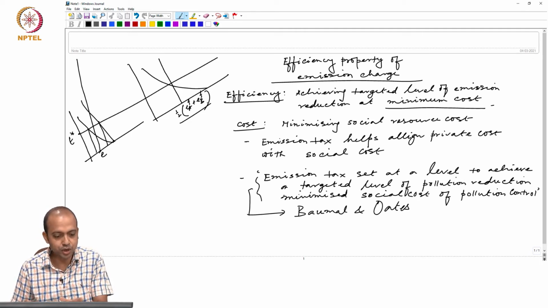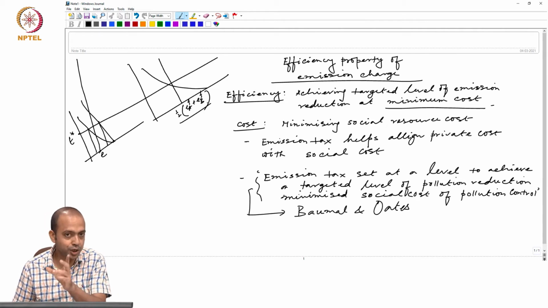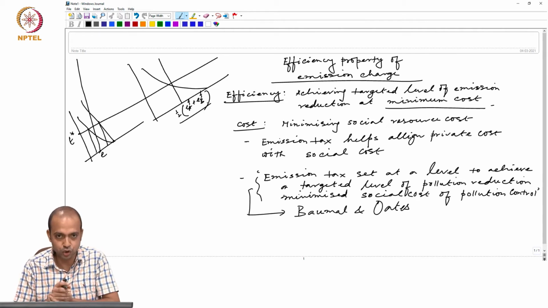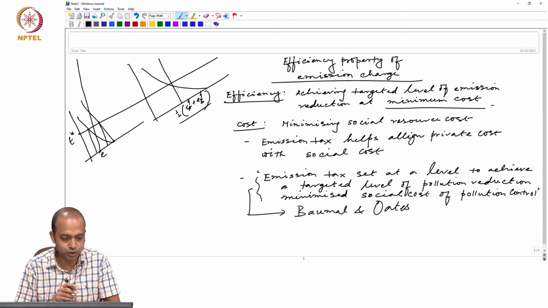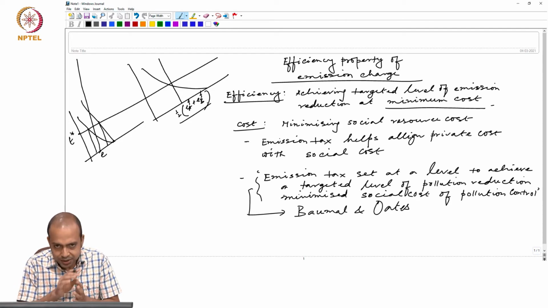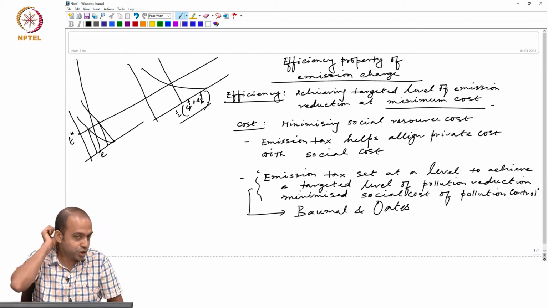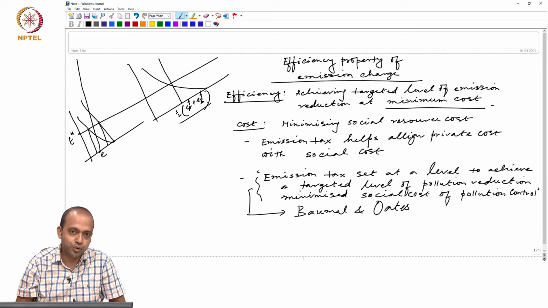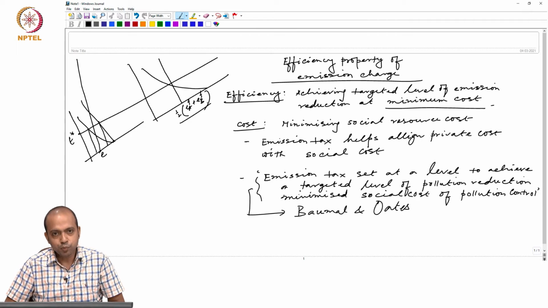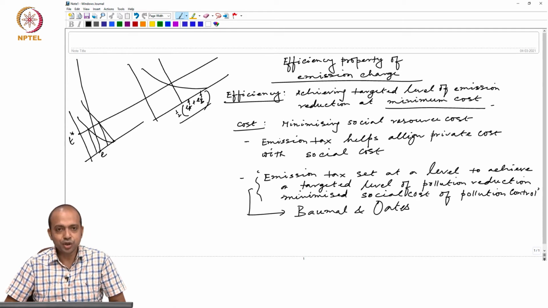And what is the social cost of pollution control? Basically, we are talking about minimizing the resource cost, right. So, in this case, what is the assumption we are making? The assumption we make here is that in the process of pollution control, we use some inputs which again do not generate any other form of emission.